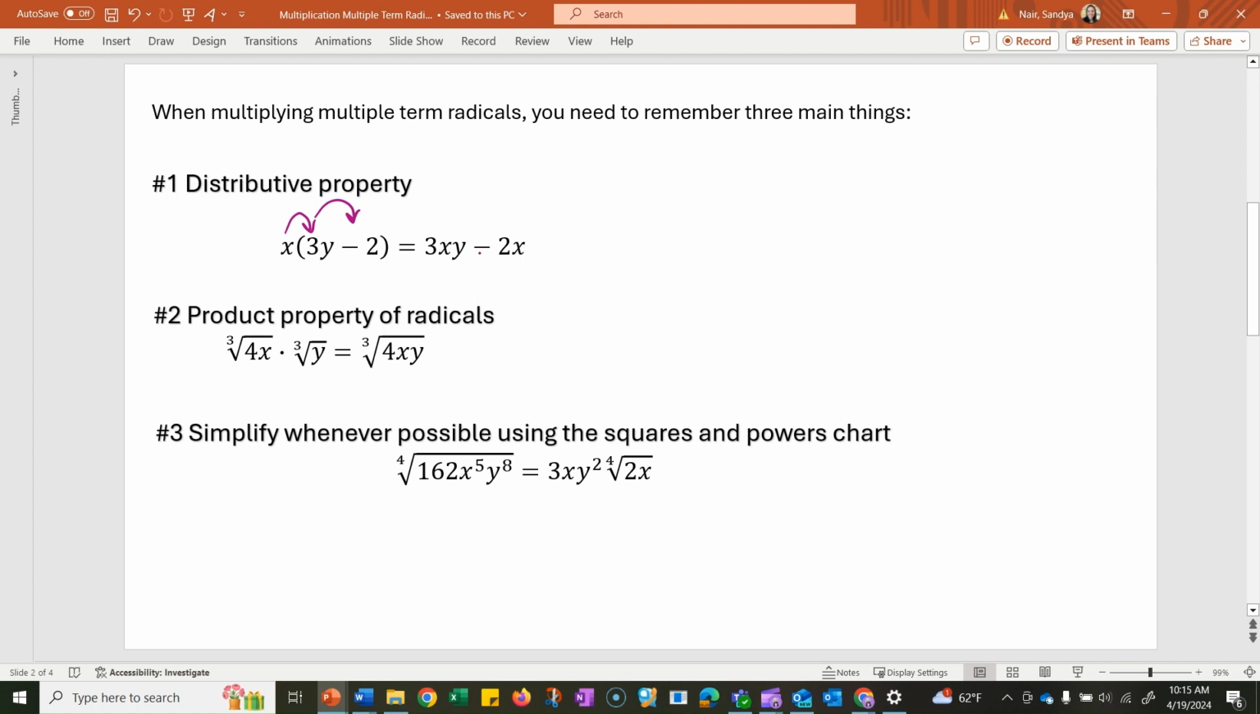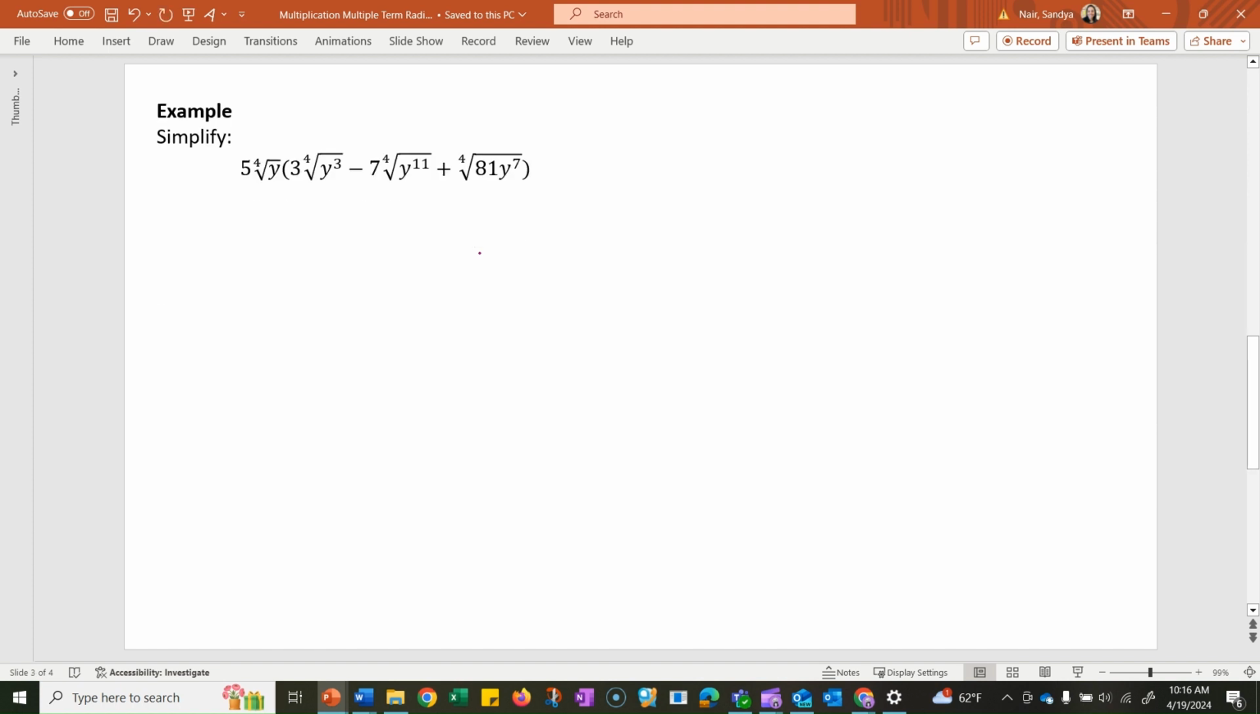Then you want to use the product property. Remember, the product property tells us that if we have radicals with the same index being multiplied together, we multiply the radicands together. And then you want to simplify whenever possible using the squares and powers chart. So let's try this example.